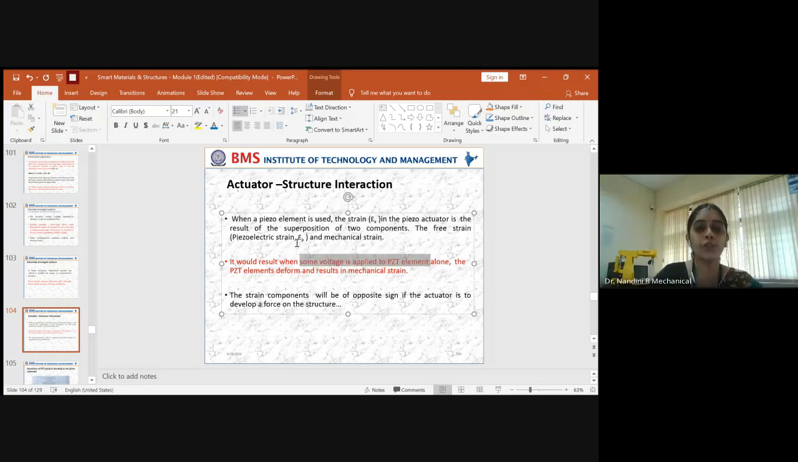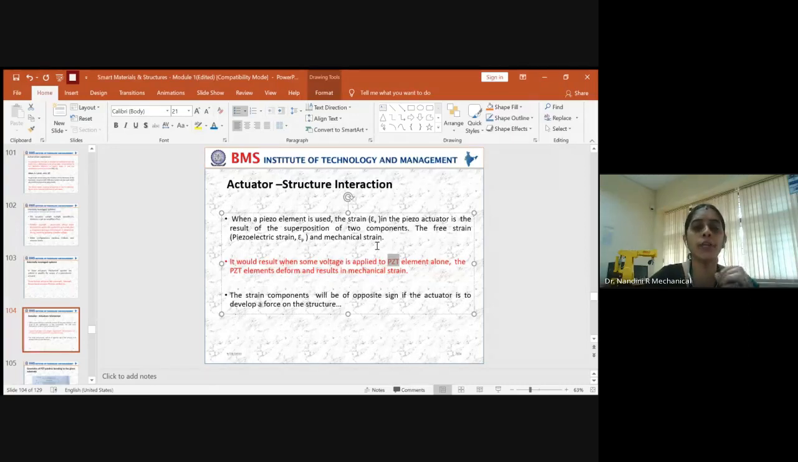The second point is, it would always result when some voltage is applied to the piezo elements. This strain will always be induced when you apply some voltage to the given patch of PZT. PZT is nothing but lead zirconate titanate. It is a lead-based piezoelectric material. Here it is explained with one example, because in previous decades PZT was the material with a huge market. Now it has been banned due to its toxicity.